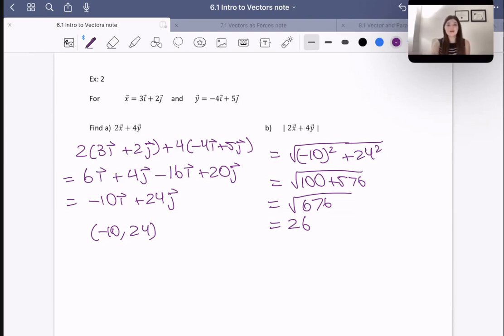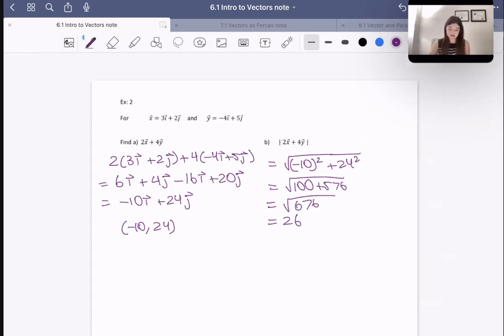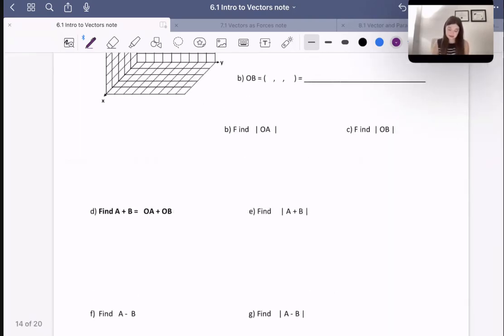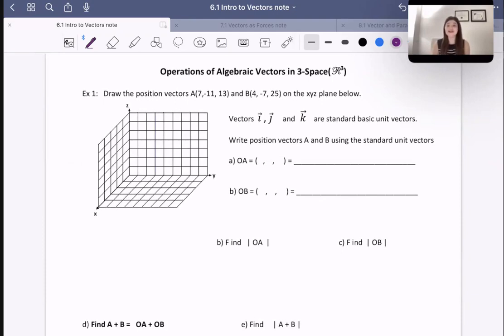All right, well, that's everything for vectors in 2 space. Next time we'll talk about operations of vectors in 3 space, so we'll see everyone for that. Bye, everyone.